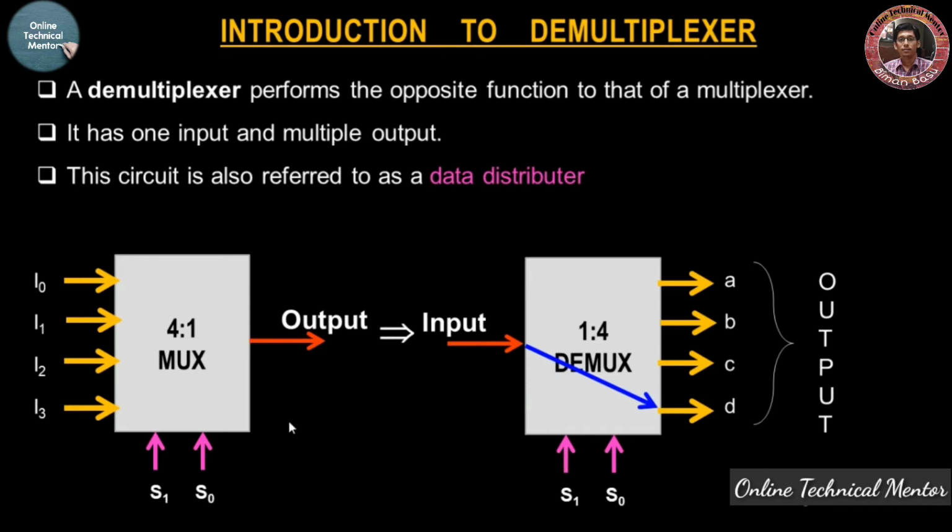As we have already seen, there is a relation between the input channels and the selection lines in a multiplexer. In a similar way, the selection lines and the outputs of a demultiplexer have some relation. A demultiplexer has one input and multiple outputs. The data at the input end are distributed among various output channels. That's why the circuit is also referred to as a data distributor. Now let me show you how the output lines and the selection lines are related.